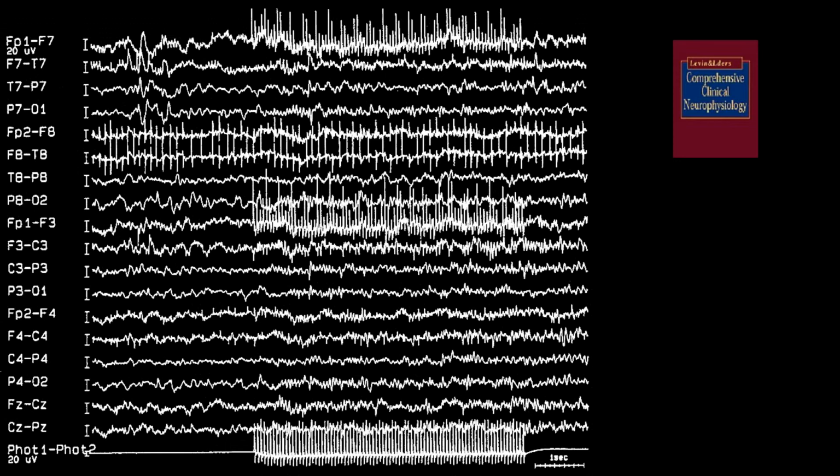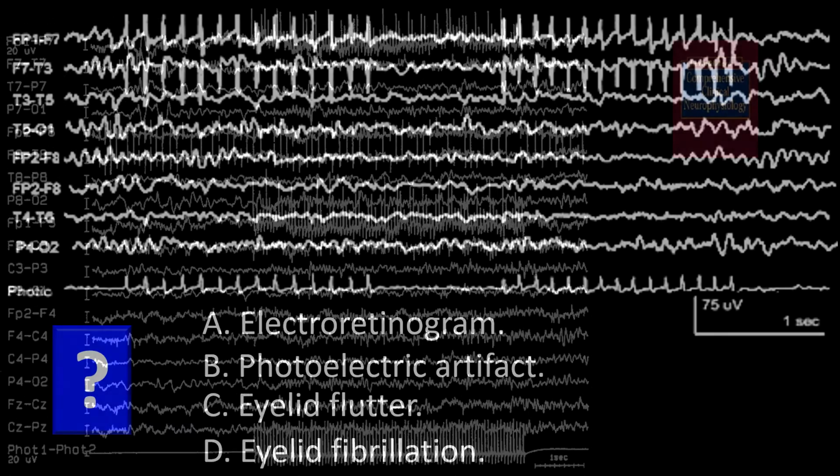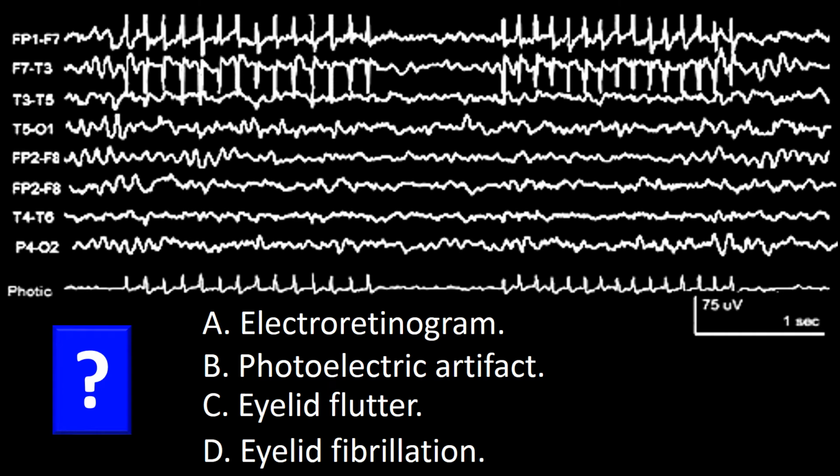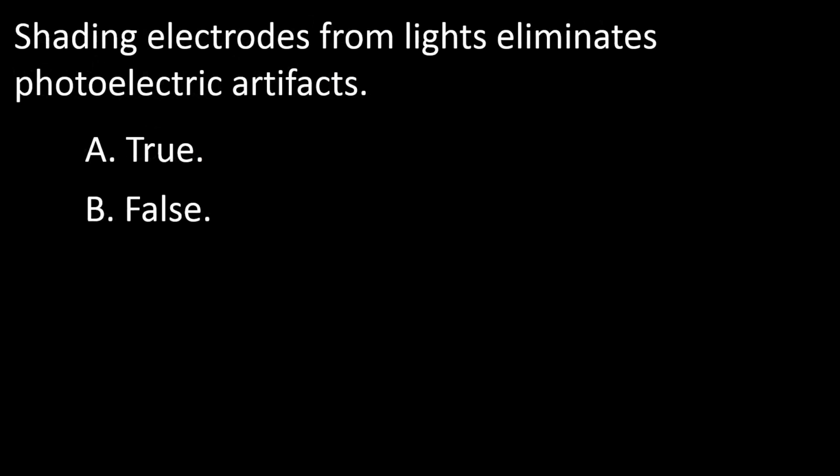Another unusual feature in this epoch is the variability in the size of the responses. So the answer to this question is B, photoelectric artifact. Next question. Shading electrodes from light eliminates photoelectric artifacts. A, true, B, false.